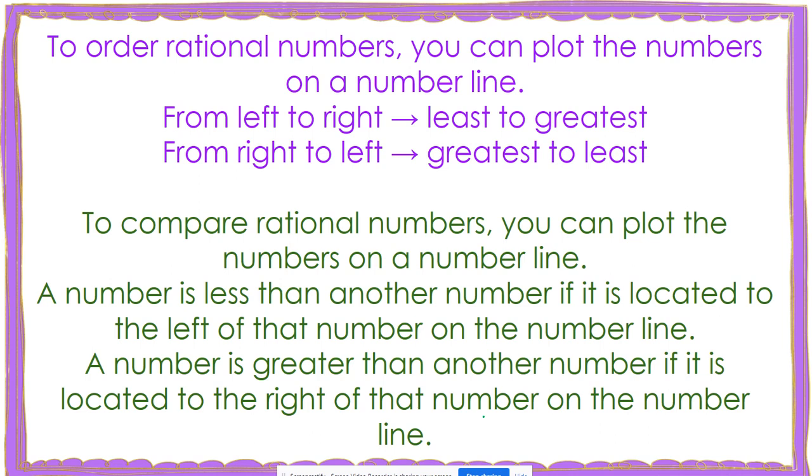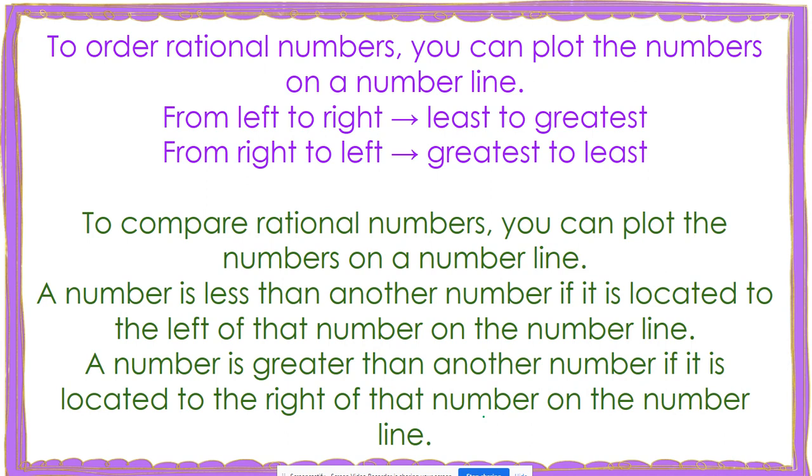To order rational numbers, we can plot our numbers on a number line. If we need to order them from least to greatest, we would just read our numbers from left to right. If we need to order them from greatest to least, we would instead read our numbers from right to left. We can compare numbers using less than, greater than, or equal to by plotting those numbers on a number line again.